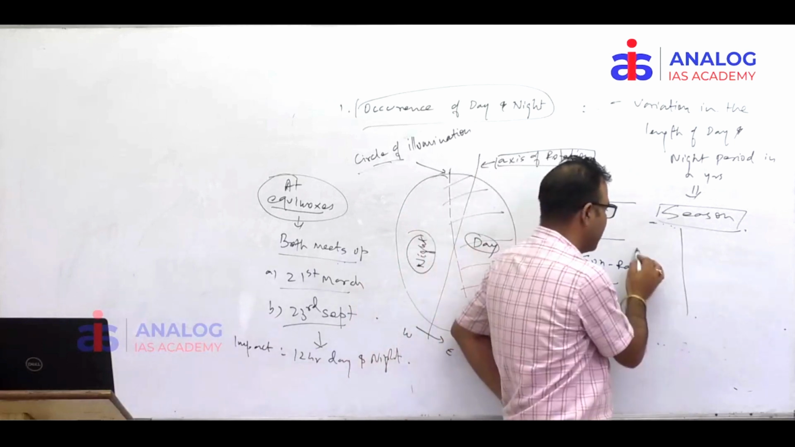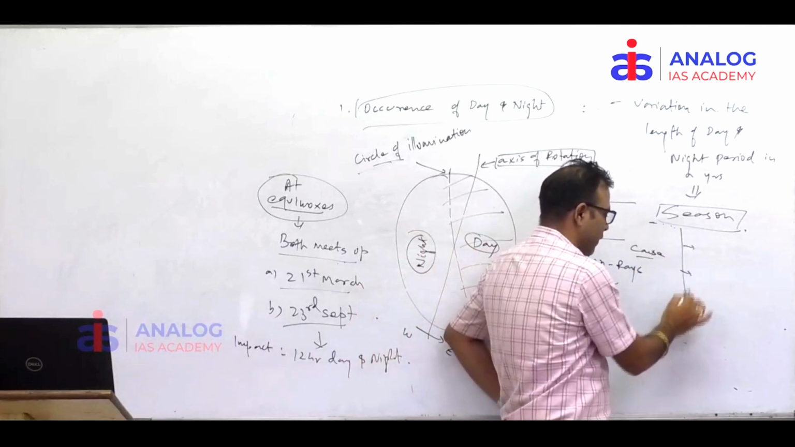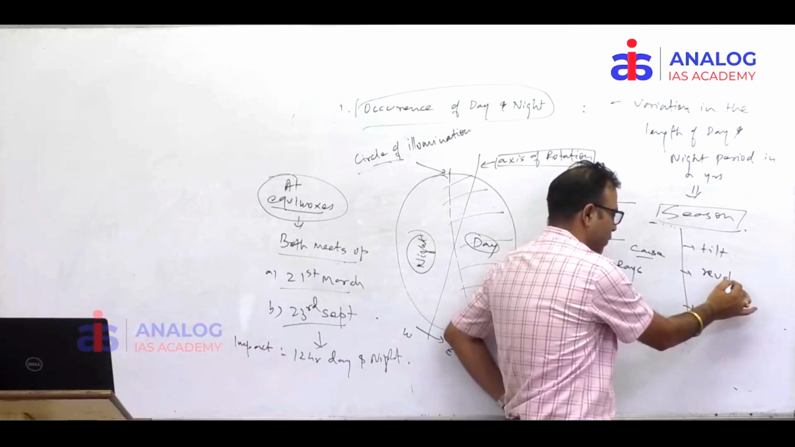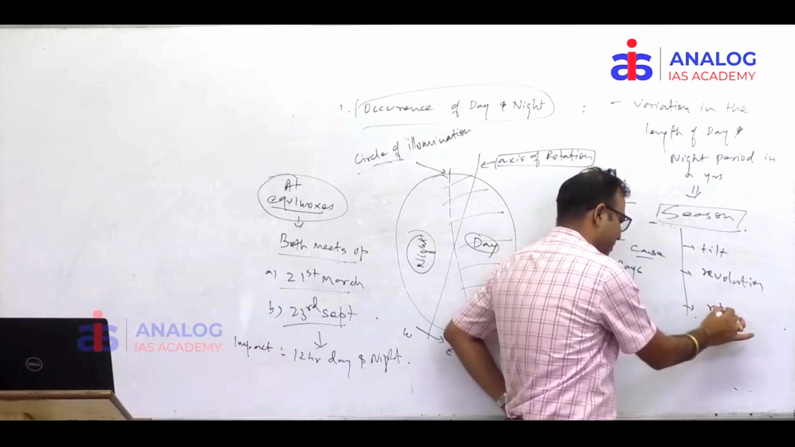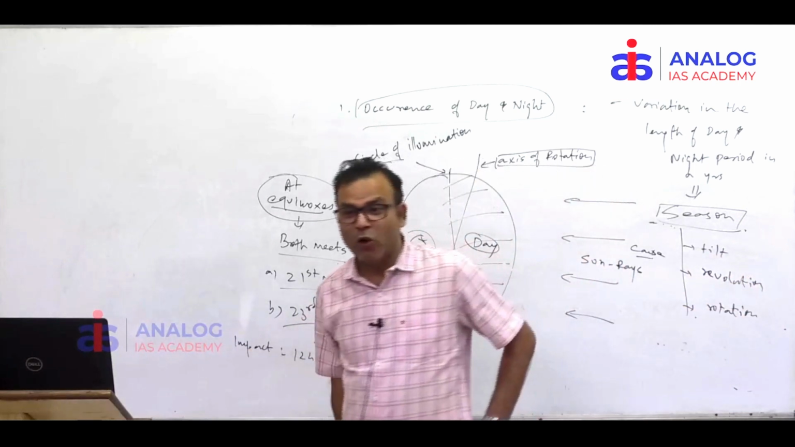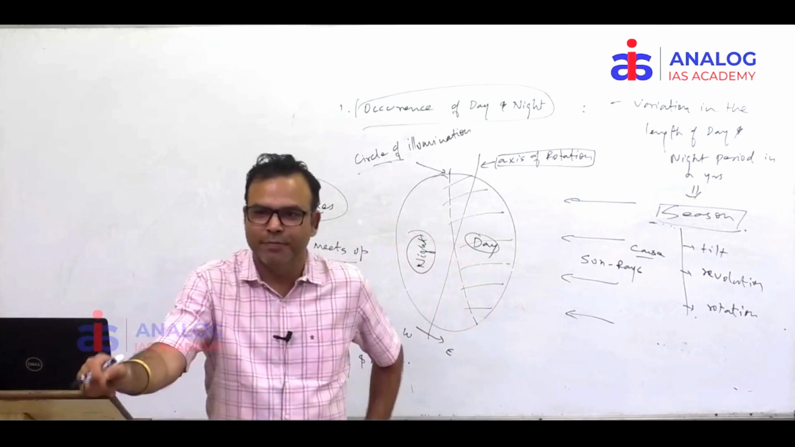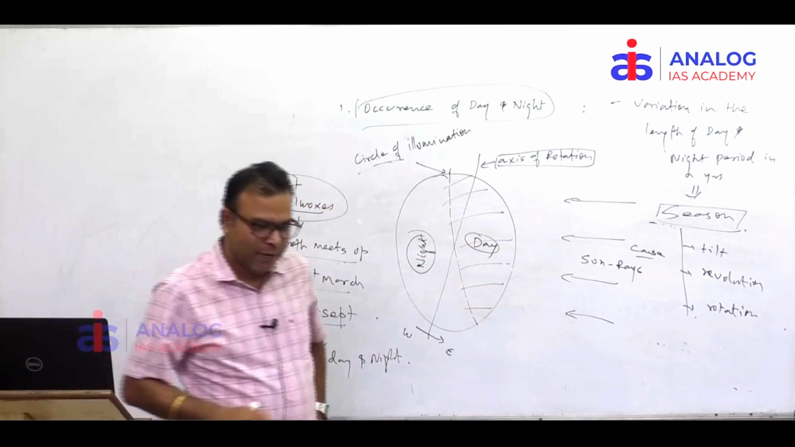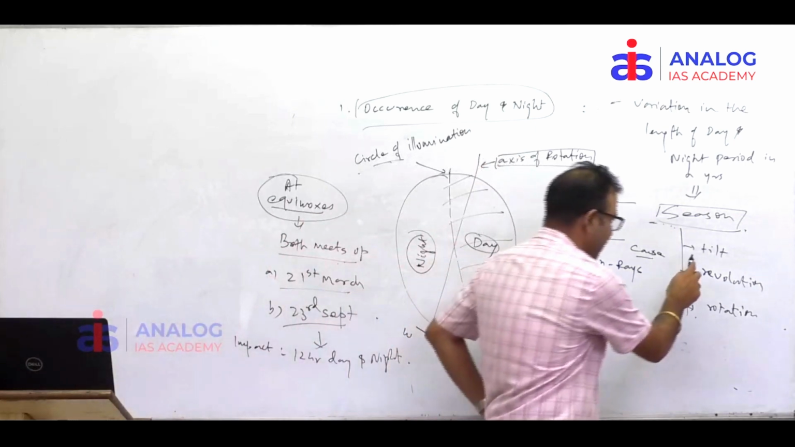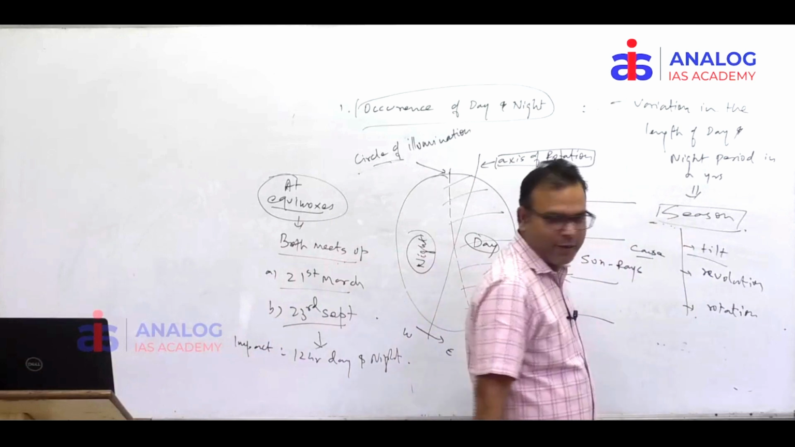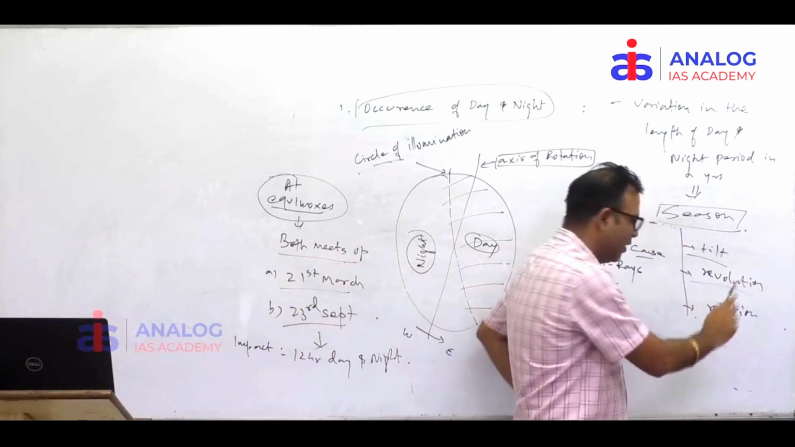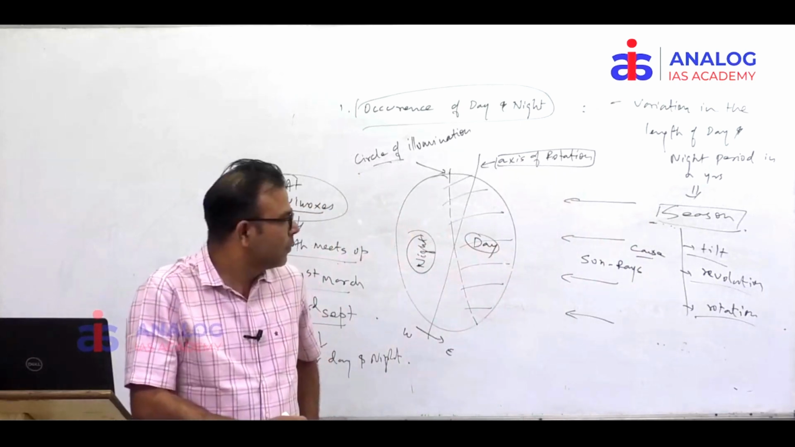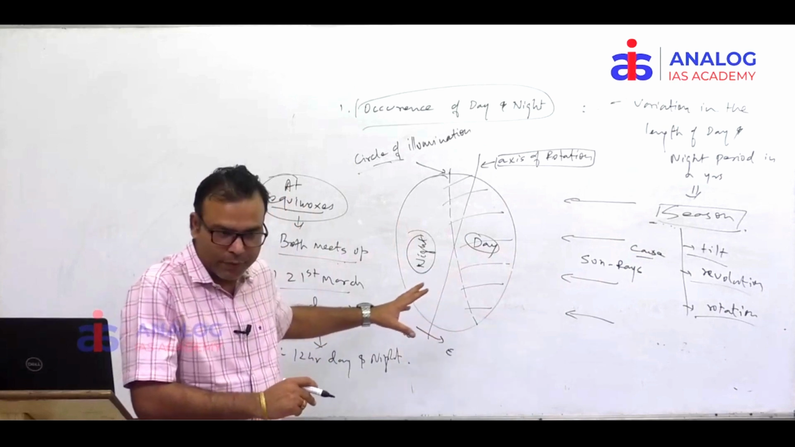Season itself, like what is the cause for season? Just very brief: 3 reasons. The biggest reason is tilt. Second reason is revolution. Third reason is rotation. But all do not have equal weightage. We will explain this. Most weightage is given to what? Tilt. Second weightage given to what? Revolution. And the least weightage given to rotation. Okay, fine?